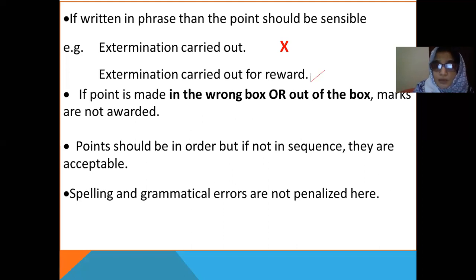At this stage, the students would not be penalized for any other thing. They would not be penalized for grammar or spellings, anything, because they are only copy pasting.